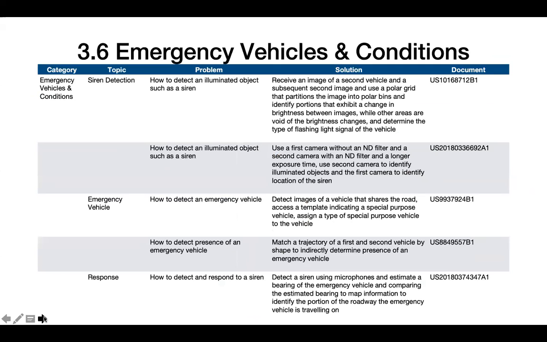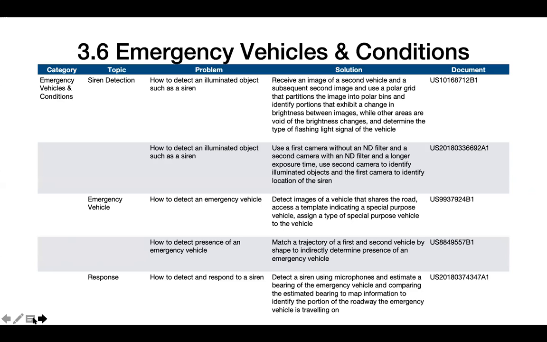The first group of them is detecting the illumination of the siren, and more specifically, the on and off characteristic or attribute that a siren exhibits. So I receive an image of a second vehicle, and with a first image and a second image, and one of the images shows illumination, the other doesn't. I use that to tell me that it's probably a siren.